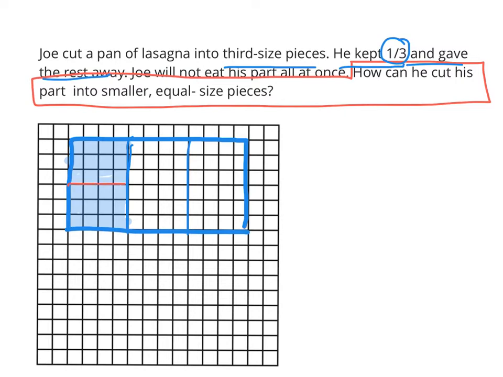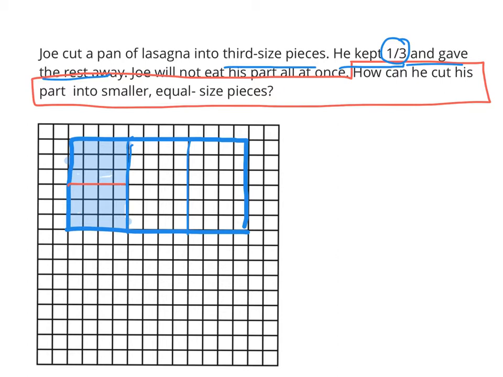So now he has his 1/3, but we cut it into a smaller equal piece, which is 2 parts of that 1/3. Now, how many pieces would there be if he cut the original pan of lasagna into equal pieces of this size? Pause this video and turn and talk to your partner. Okay, so suppose Joe had cut the original pan of lasagna into equal pieces of this size. How many pieces would there be?